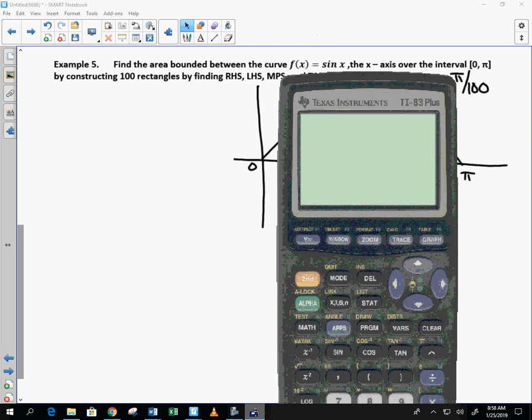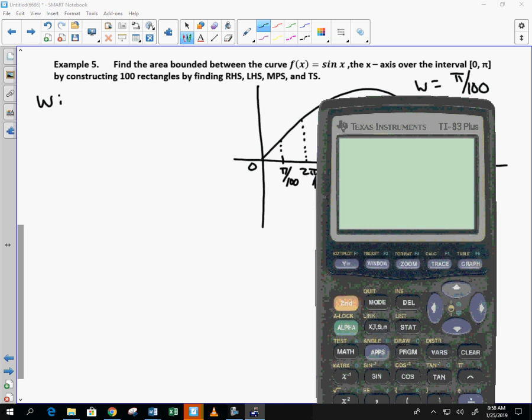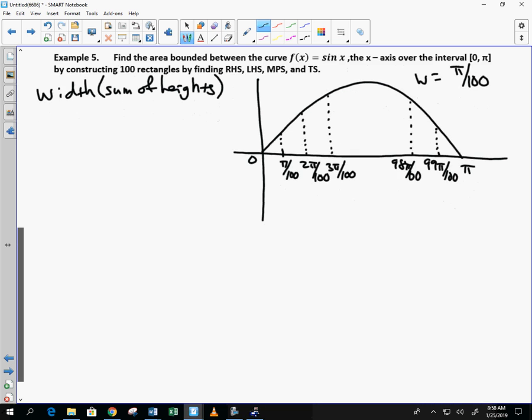Here's what we're going to do. You realize that our formula for finding these areas when the width is the same is take the width times the sum of the heights. And there's a formula that we can plug in our calculator that will evaluate those for us rather quickly.